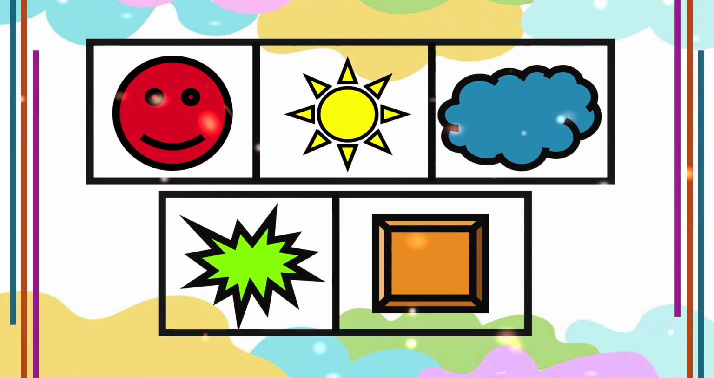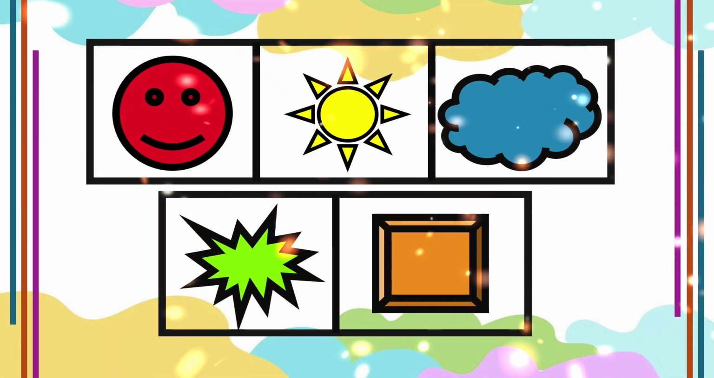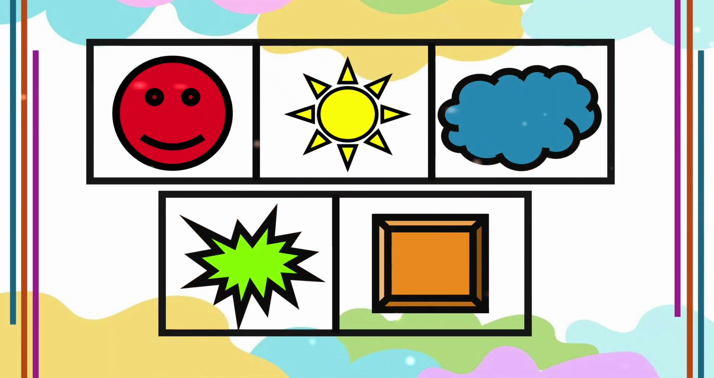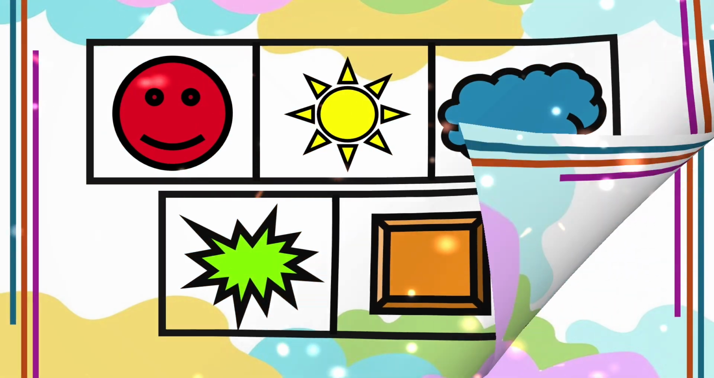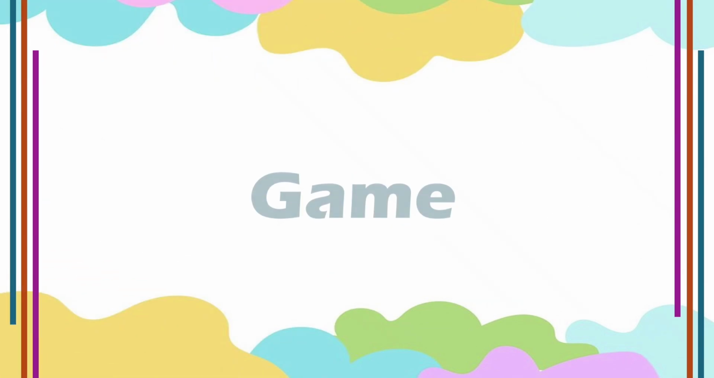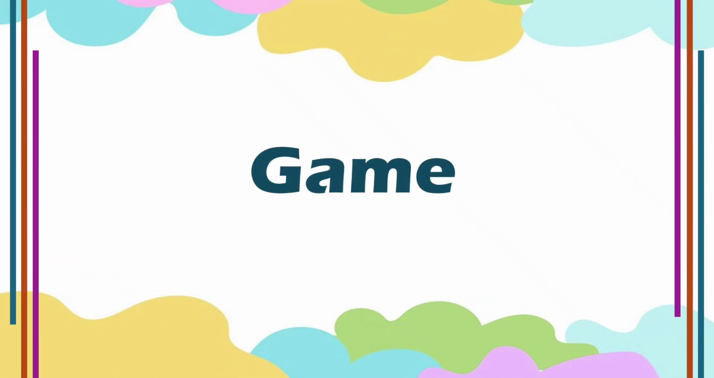So kids, I painted all my objects. They are glowing with colors. Now let's play a game. You have to answer simple questions. Let's start.